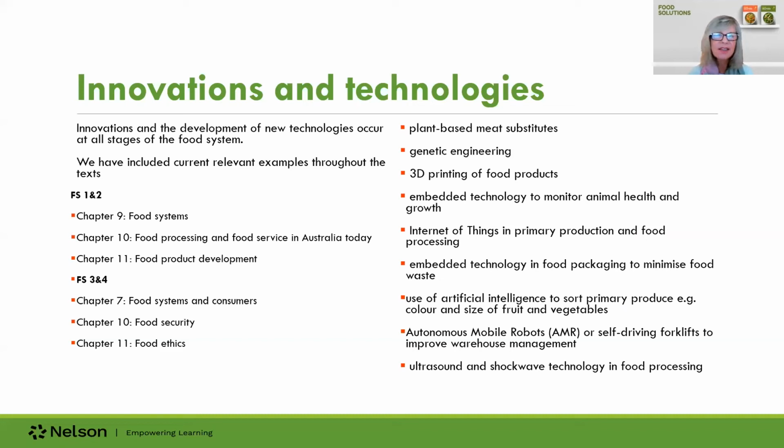Innovations and technology, and then of course this is the growing area. We're looking constantly in the papers, in all of the journal magazines, everywhere food teachers are looking, they're seeing changes, innovations, technology. And these are occurring at all stages of that food system diagram that we've shown you. You'll see that in the Unit 1 and 2 book, we've got examples in Chapter 9, 10 and 11, and in the Unit 3 and 4 book, Chapter 7, 10 and 11.